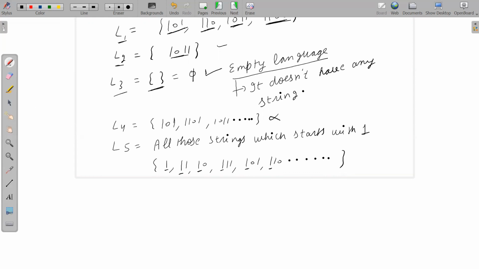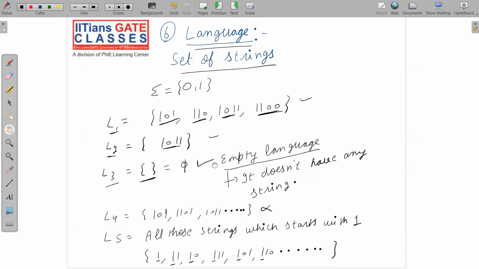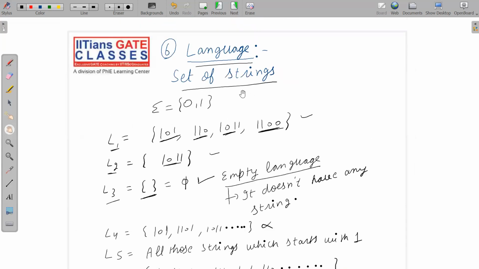So language is nothing but a set of strings. We have already studied set theory, so all these things will be applicable here also. Every concept which you have studied in sets will be applicable to languages also. So you can say language is a special set in which each element is a string. That is the good way to remember these things. I hope I have made this point clear.